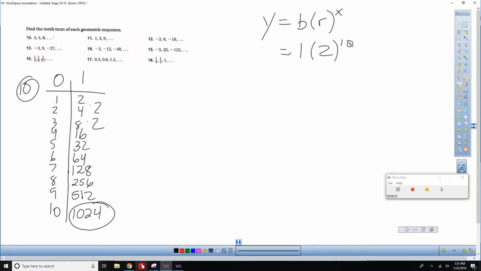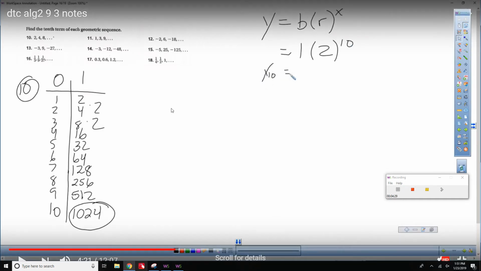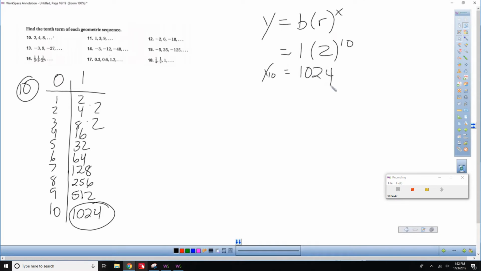We put in a 0 for x. So you can see, pause the video, Kung Fu style. I put a 0 in for x, and then I just worked the pattern backwards and found that this number would be 1. So notice that our b is 1, our r is 2, and check out what we're going to get for y sub 10: 1 times 2 to the 10th, which is 1,024. Does that make sense? Yep.